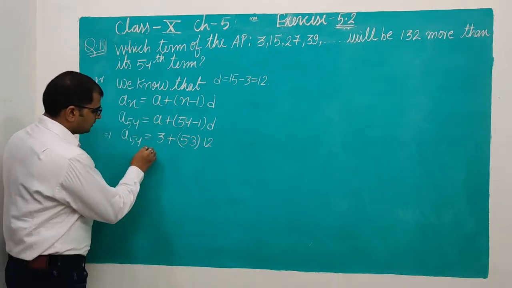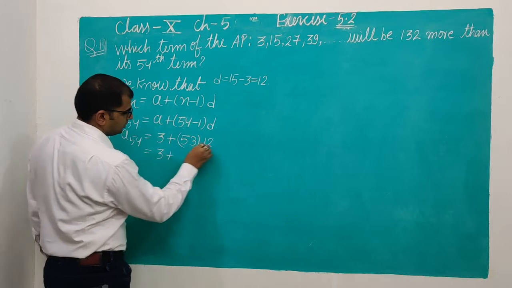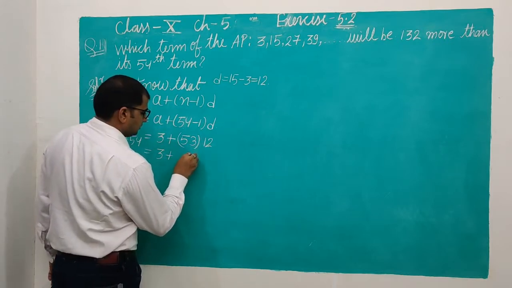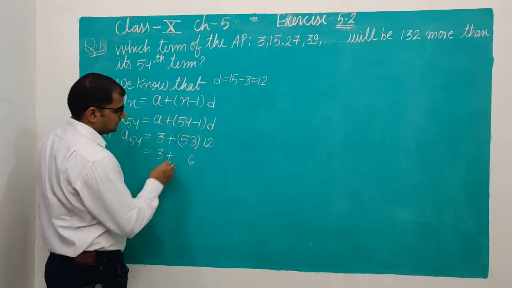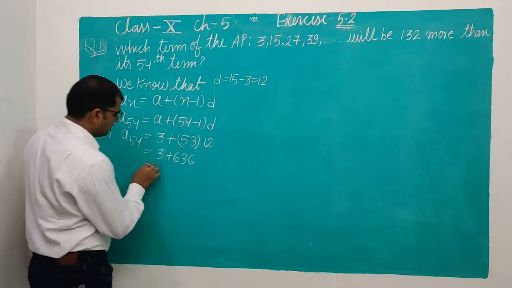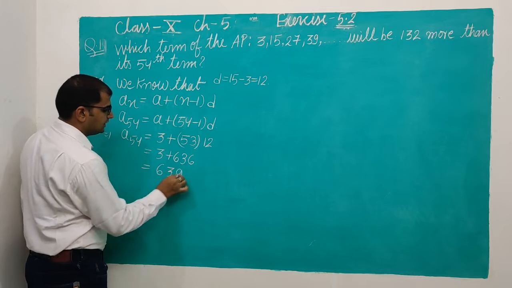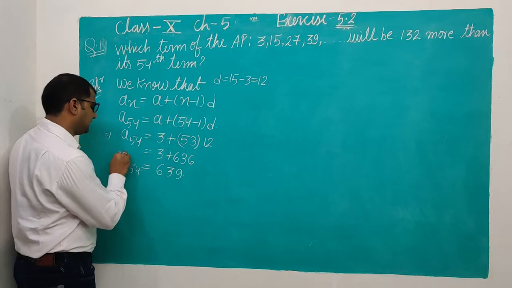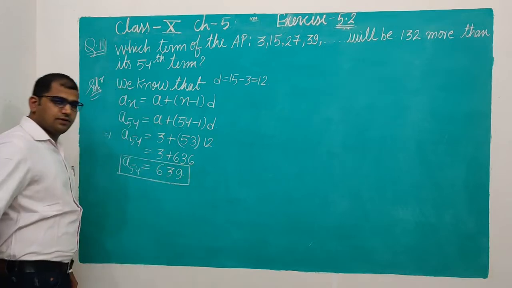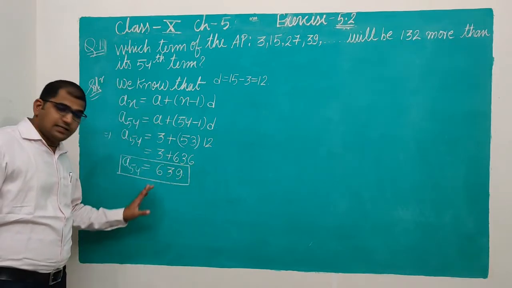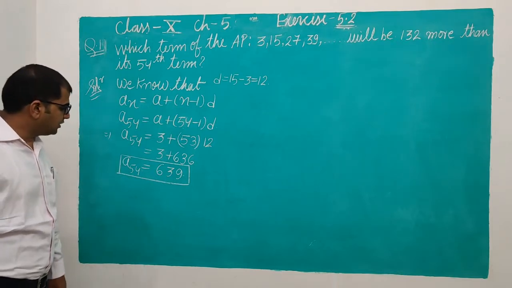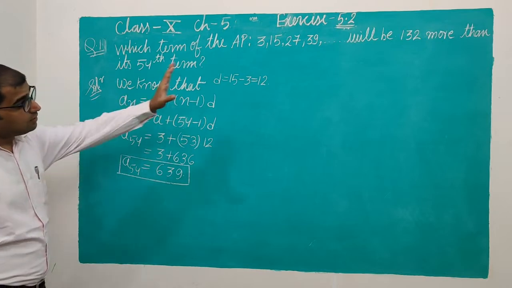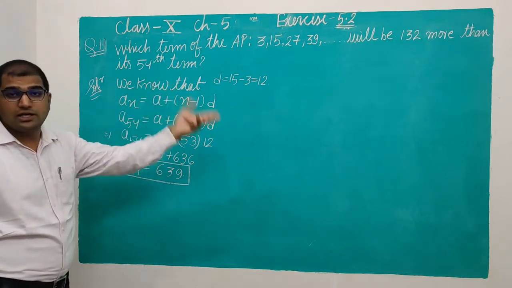Okay, then after solving this one further, 3 plus 12 times 53 is 636, 3 plus 636. Now add this one is 639. That is a54 is 639. Okay, so 54th term is 639.